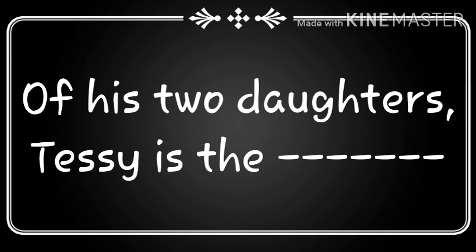What about the positive degree? His daughter Tessy is beautiful. That is one way of writing. Another, Tessy is as beautiful as his other daughter. Here, the meaning may change because we are pointing out that they are of equal quality. We are not comparing. Now let us look at another sentence.